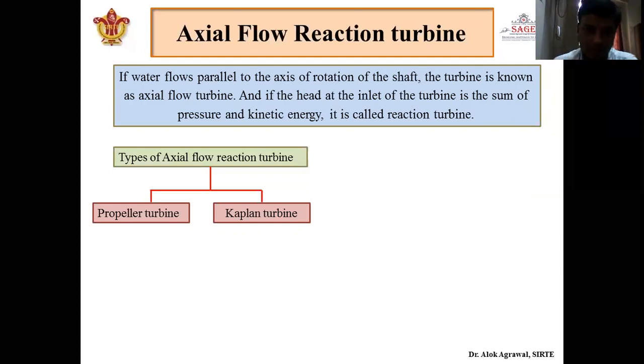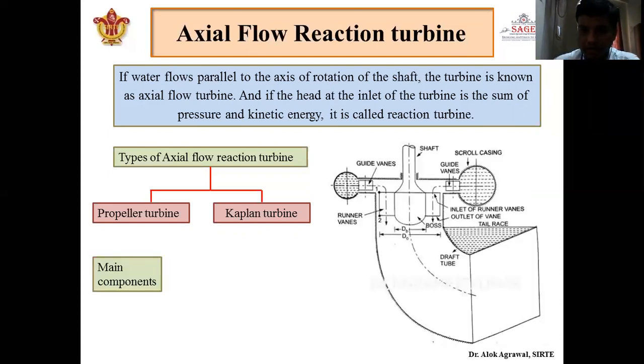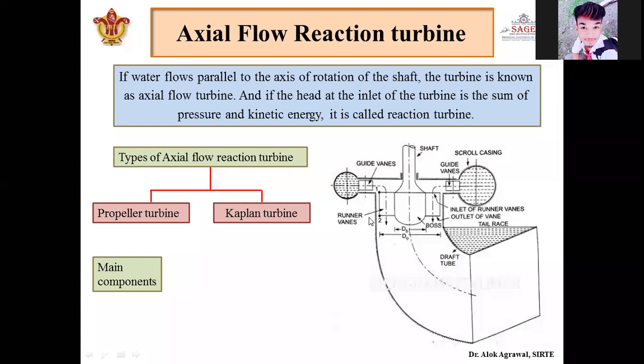Now, what are the main components? This is the figure of Kaplan or propeller turbine. It is an axial flow reaction turbine. See, this is casing. Now see, this is the higher diameter and this is the low diameter. It is because casing is always converging. When we see it from the top, we get a circular cross section. So this is the casing.